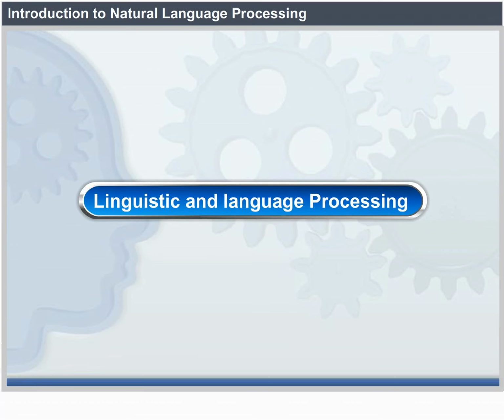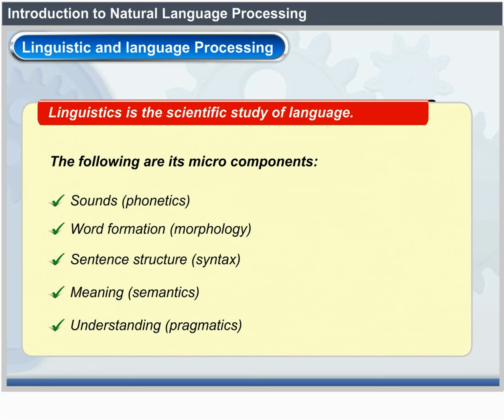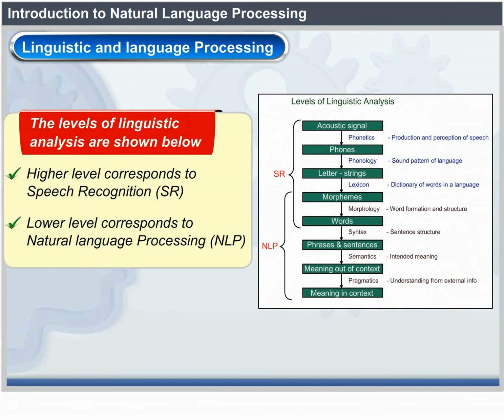Linguistics and language processing. Linguistics is the scientific study of language. The following are its micro-components: sounds, phonetics; word formation, morphology; sentence structure, syntax; meaning, semantics; understanding, pragmatics. The levels of linguistic analysis are shown here. The higher level corresponds to speech recognition, SR. The lower level corresponds to natural language processing, NLP.